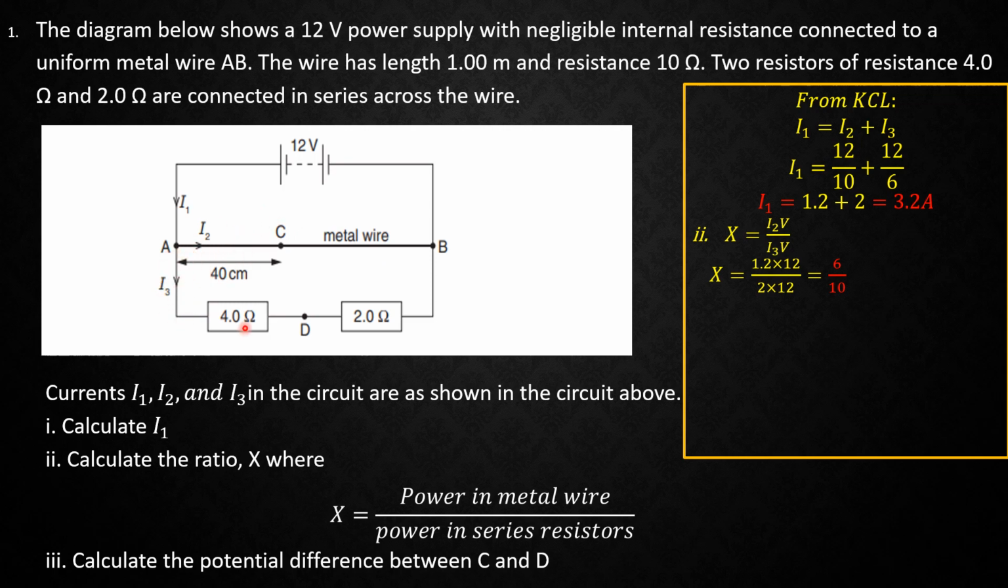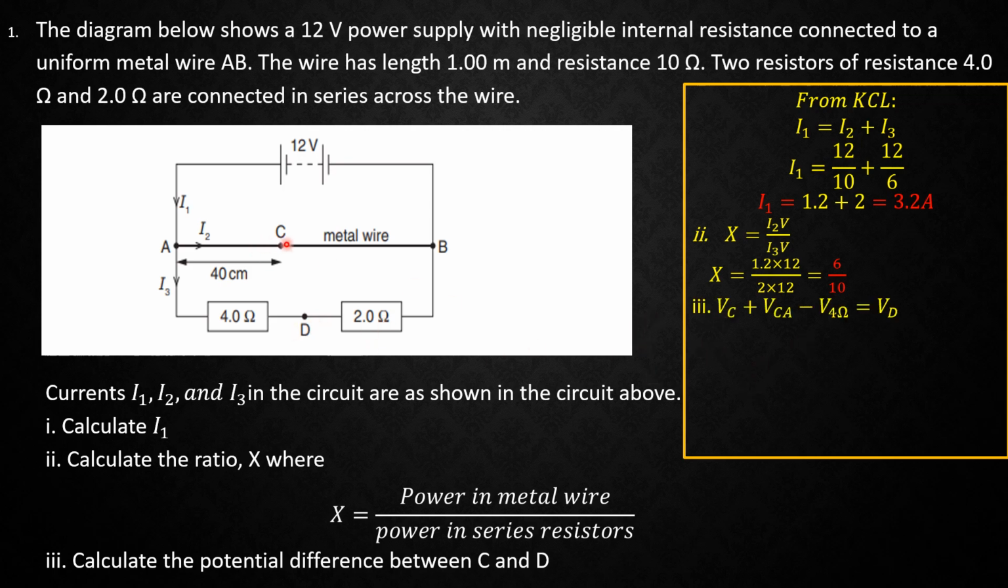Then we can keep traversing and come to this particular portion. Remember that now this I3 is flowing in the same direction as our traverse, and this I3 that flows through this 4 ohm resistor, it means that the potential dropped across this 4 ohm resistor will be a negative potential. All right, then all of that will be equal to the potential at D. So okay, let's just go down and write that equation now.